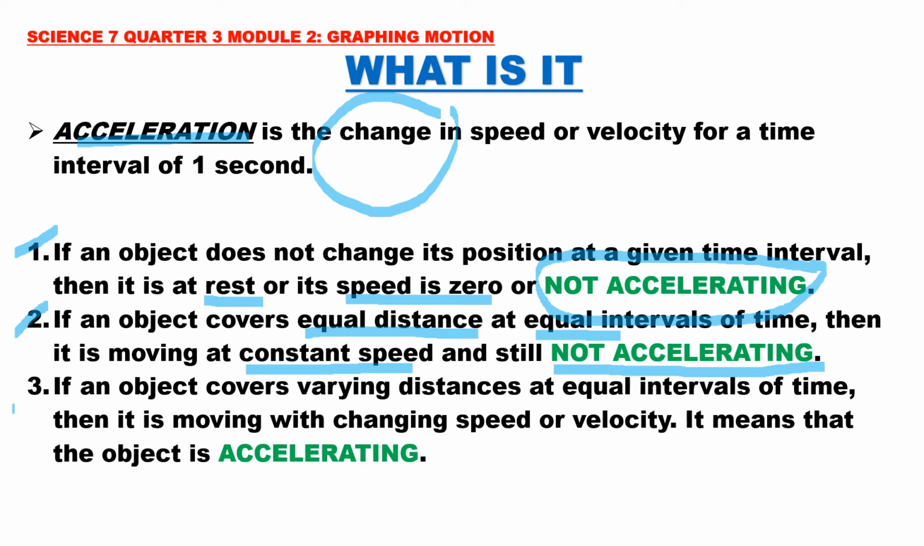So, let's take a look at number 3. If an object covers varying distances at equal intervals of time, then it is moving with changing speed or velocity. So, pag nakita nyo yung word na change, changing, varying, ibig sabihin nag-iiba-iba yung speed, nag-iiba-iba yung velocity ng object, then the object is accelerating. So, meron lang acceleration ang isang object kapag merong change sa speed, merong change sa velocity or direction ng object. Okay?